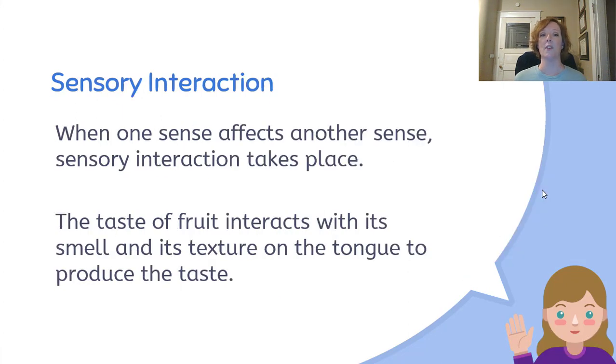Sensory interaction is when one sense affects another sense. So basically, the taste of fruit interacts with its smell and its texture on the tongue to produce the taste. If you take any of that away or change any of that, it's going to affect how you are perceiving the taste of that item. I want you to test this theory out and see if you can figure out different flavors of different things based on whether you can see them or not. You may have to get a partner with this, but blindfold yourself and see if you can tell without seeing the item, and then close your nose and see if you can figure out the taste of certain items. I'd love to hear back from you if you do this.